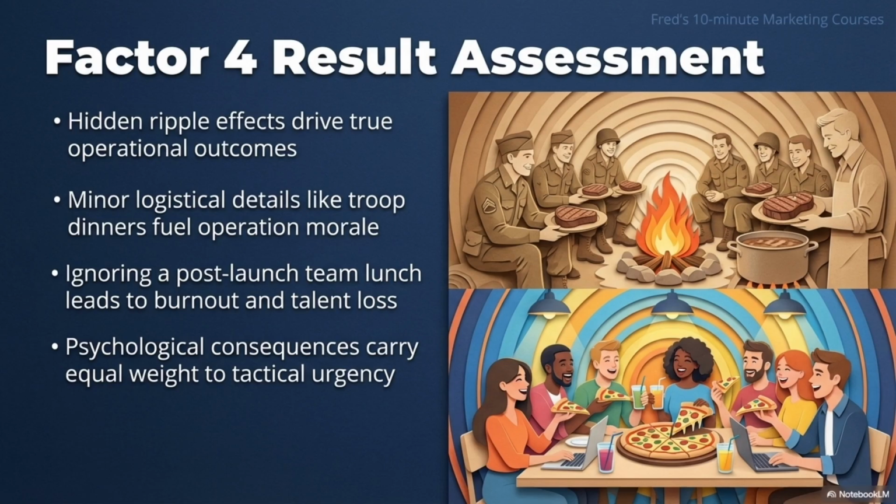The environment dictates the priority, and the environment is always in flux, which forces us to look at the fourth hidden factor, result assessment. Result assessment. This is where we have to look beyond the immediate fire drill and really consider the hidden ripple effects of the choices we make. The author introduces a historical example to explain this, bringing us back to General Eisenhower himself. Okay, I love a good history tie-in.